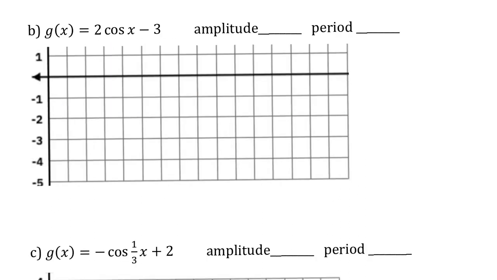Okay, B, g of x equals 2 times cosine x minus 3. What's the amp? 2. Period. Period's normal, it's 2 pi. Any shifts? Yes, it goes down 3. Vertical, so I'm going to move the midline down 3 because then I can recenter my graph. The period's 2 pi, so I'm going to space it like normal. I'm going to call this pi. I'm going to call this 2 pi.